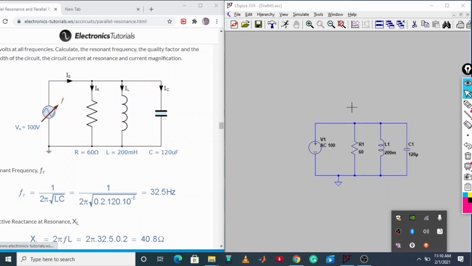Hello, today we are going to learn about the parallel RLC circuit. Now if you see, this is the parallel RLC circuit. This is the circuit that we have drawn in the LTspice.